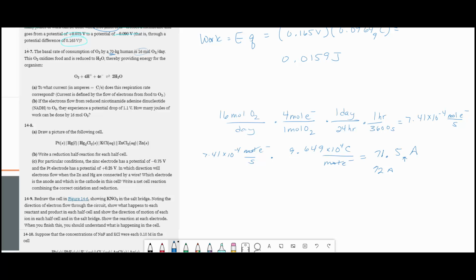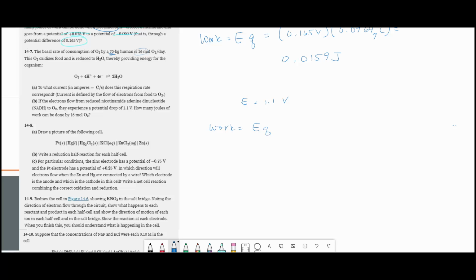And B, if the electrons flow from the reduced, what are we reducing? The NADH to O2, they experience a potential drop. So we have a potential drop of 1.1 volts. How many joules of work? So we need work is equal to EQ. How many joules of work can be done by 16 moles of oxygen?